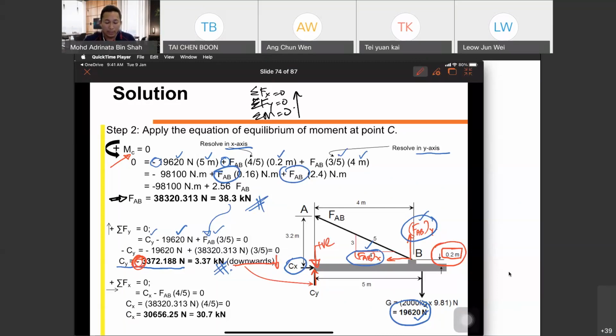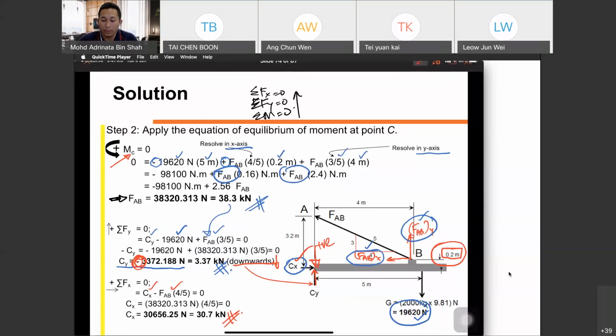Okay. So next FX, you have CX and you have FABX. So CX, FABX, you can solve FAB to get your CX. So itu sajalah untuk equation for 2 force member, 3 force member.